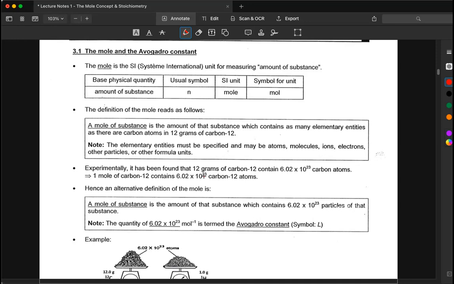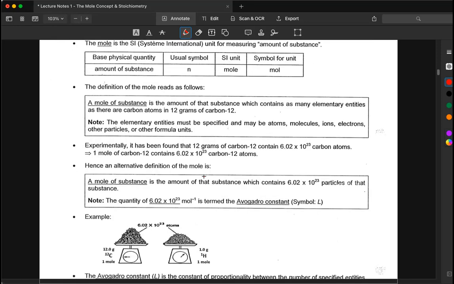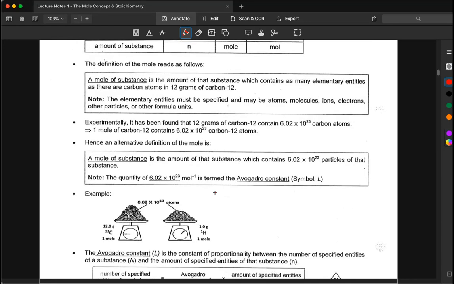Now, through experiment, they found out that 12 grams of carbon-12 has 6.02 times 10 to the power 23 carbon atoms. So 1 mole of carbon-12 has 6.02 times 10 to the power 23 carbon-12 atoms. So the definition of mole is: 1 mole of substance is the amount of that substance which contains 6.02 times 10 to the power 23 particles. This is known as the Avogadro constant.